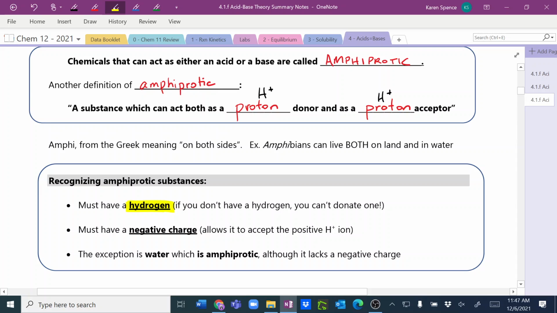Now, most of the time, an amphiprotic substance is going to have a negative charge, because if it is negative, it will be attractive to the positive proton. Yes? So it's going to have a negative charge. In other words, it will be an anion. There is an exception to this second one, and the exception is water, which is always amphiprotic, even though it lacks a negative charge. All the rest of the amphiprotic substances will be negative, okay?